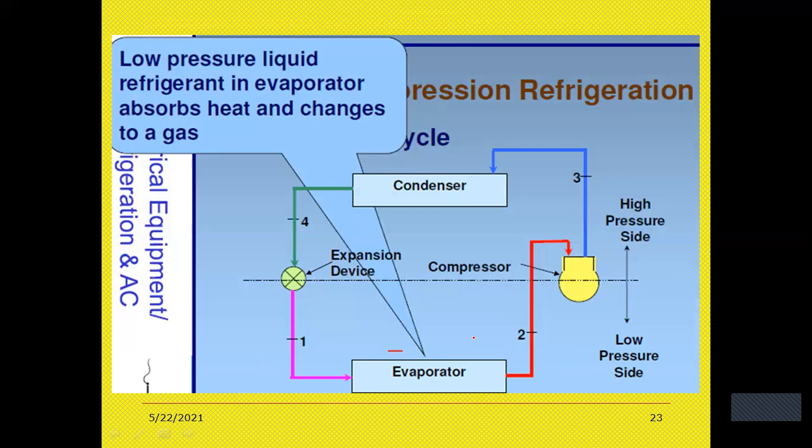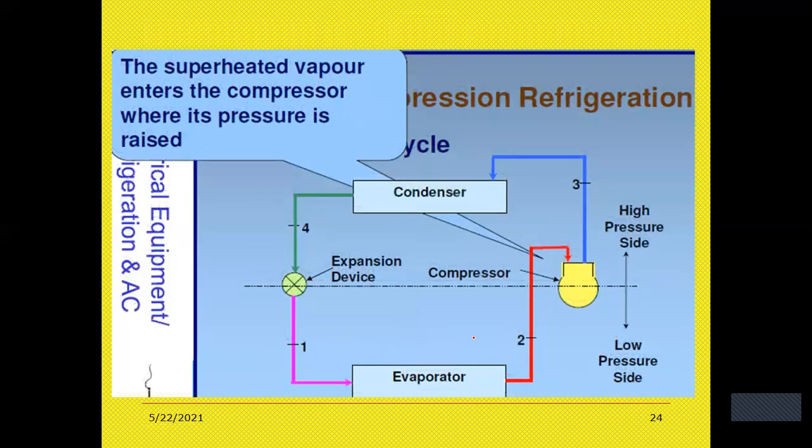What happens in this evaporator? The liquid refrigerant absorbs the heat and changes to a gaseous form. It takes the liquid form and converts into the gaseous form in the evaporator. So that is the concept of the evaporator.